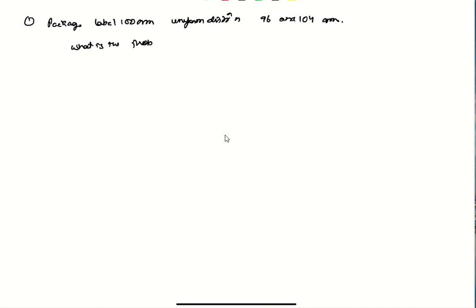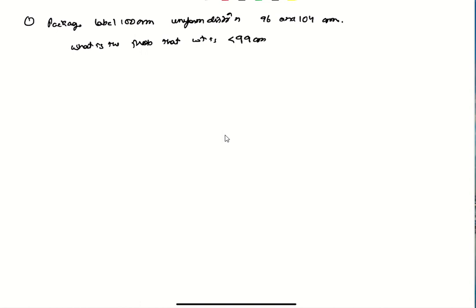We'll do some more examples of this, so of continuous distributions. So the question is, a package with a label of 100 grams contains a substance with a uniform distribution between 96 and 104 grams. What is the probability that the weight is less than 99 grams?